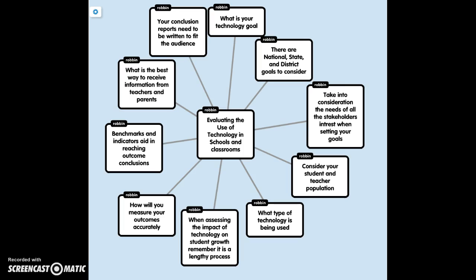So these were the things that popped out in my head as I read the report. There were more, but these were the significant ones to me.